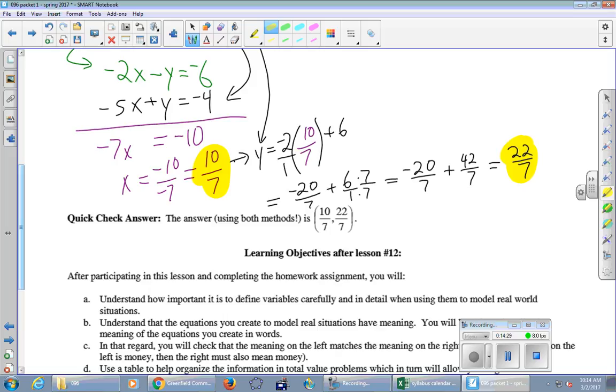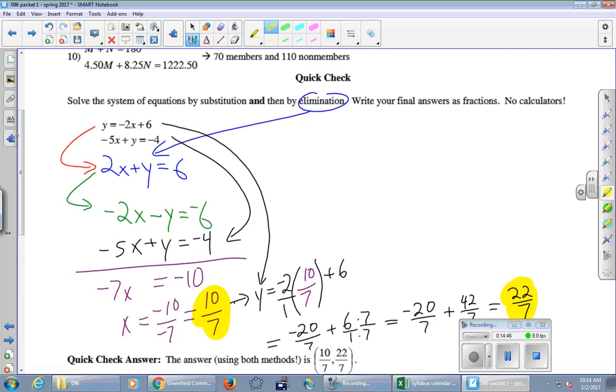Any questions on the elimination method? Okay, we're going to solve the same exact problem with a completely different technique. The other technique is substitution. Give it a shot.